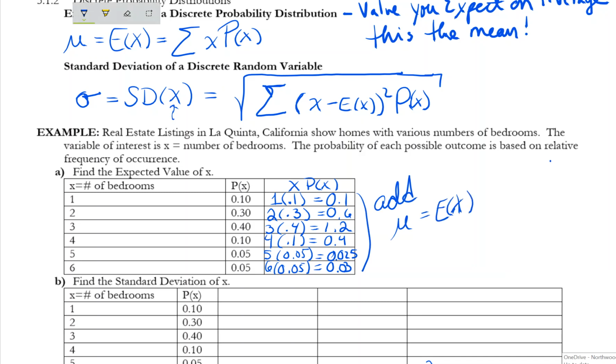So you'll take the 0.1 plus the 0.6 plus the 1.2 plus the 1.2 plus the 0.4 plus these last two. When you do that, you get 2.85, which makes sense. On average, a home in La Quinta, California will have 2.85 bedrooms. This is a long run average. Keep in mind, your average does not have to be an element in your data set. Typically, it'll have 2 to 3 bedrooms if you want to think about it that way.